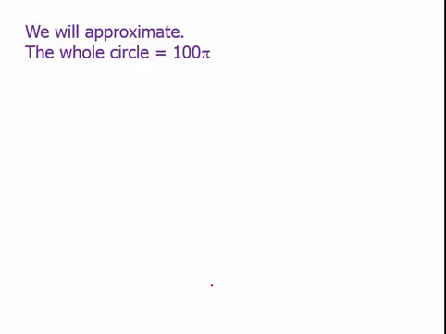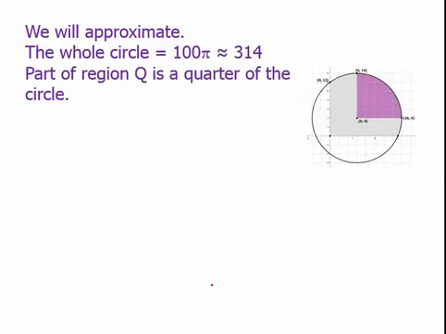Well, let's think about this. Pi is around 3.14, so that means the approximate area would be around 314. So that's the area of the whole circle. We'll approximate that as 314. So part of that, the region Q that we're finding, is a quarter circle, a right angle slice of pie. So that's going to be 314 divided by 4, which is 78.5. So that's part of our region right there.